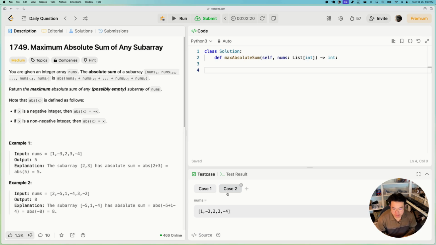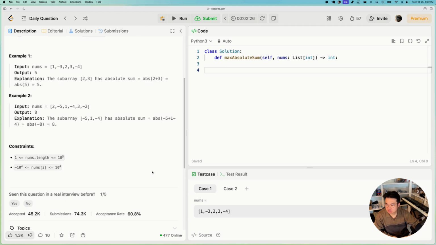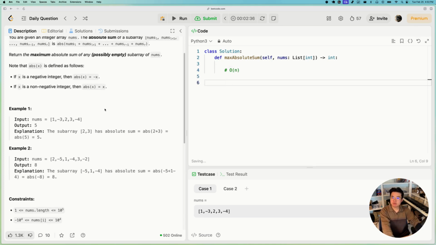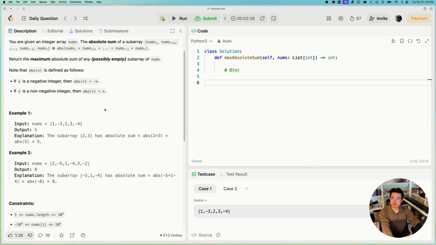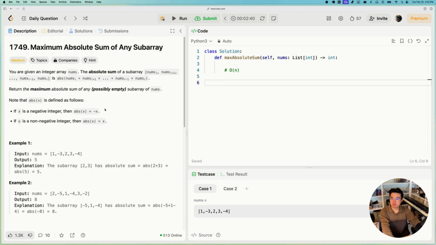Off the top of my head, I feel like it's one of those problems where we just do a one pass, and I think that's what we need, right? Because the constraints give us this. So we need some sort of linear approach, and maybe we could just hold some variables and just do a max.